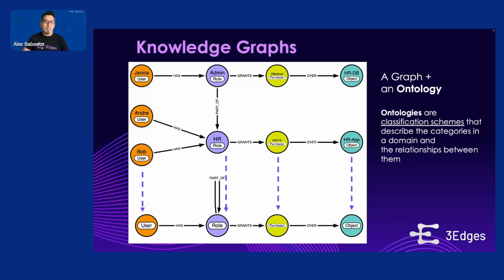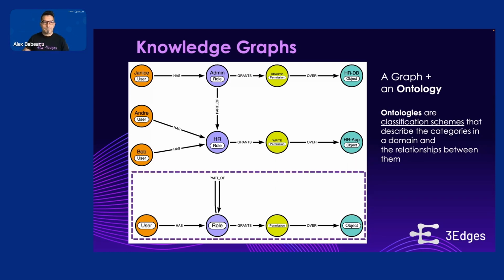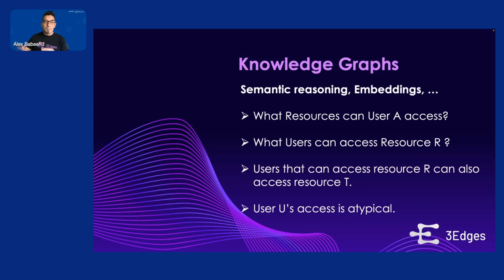So if you have your graph data and you know your graph schema or your graph model, essentially you have your ontology. So now you can ask really clever questions to your access graph, right? You can do semantic reasoning, embeddings, and all the cool stuff that you can do with knowledge graphs. In particular, you can answer questions such as, what resources can user A access? We've seen that. Or what users can access resource R? Or users that can access resource R can also access resource T. Or maybe something like user access is atypical. So it starts to get really interesting here.